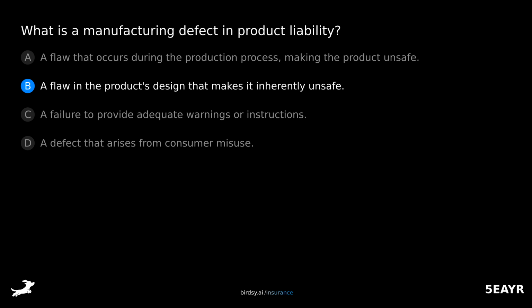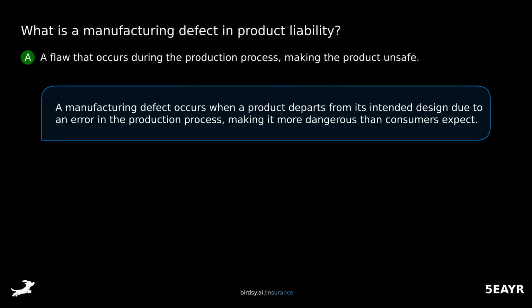A flaw in the product's design that makes it inherently unsafe, C, a failure to provide adequate warnings or instructions, or D, a defect that arises from consumer misuse? The answer is A, a flaw that occurs during the production process, making the product unsafe. A manufacturing defect occurs when a product departs from its intended design due to an error in the production process, making it more dangerous than consumers expect.